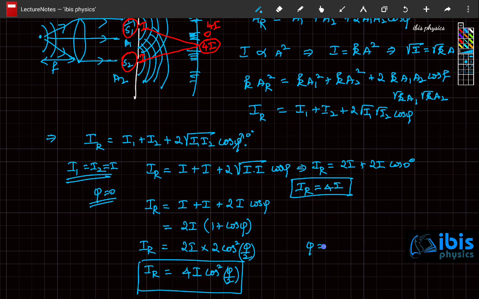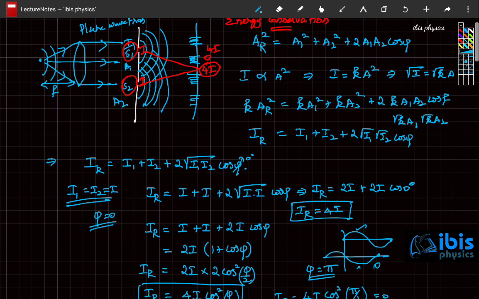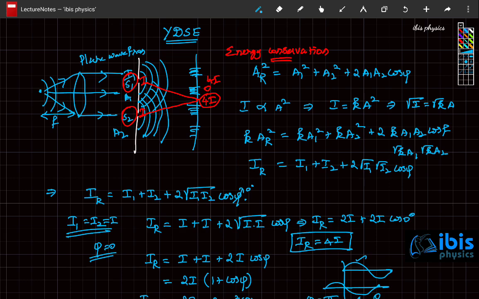If phi is equal to pi radians, one wave is like this and the other wave is like this, so they are out of phase. In such a case, crest meets trough, so the resultant intensity will be 0. If you substitute it here, you get I resultant equal to 4 times I cos square pi by 2. Pi by 2 is 90 degrees, cos 90 is 0, so the whole thing becomes 0. We'll continue the discussion in the next video.